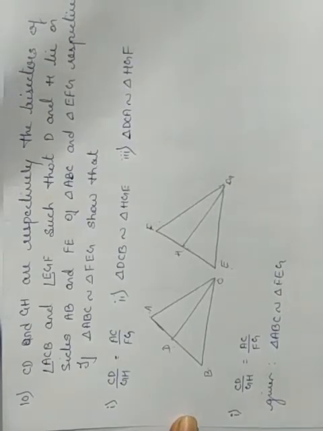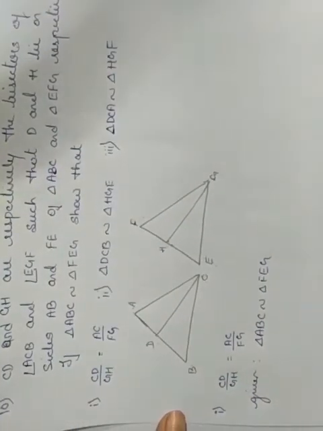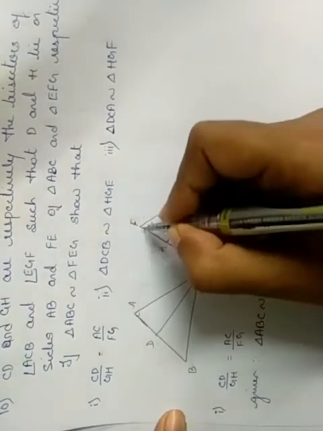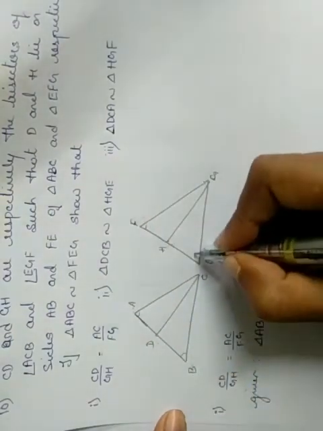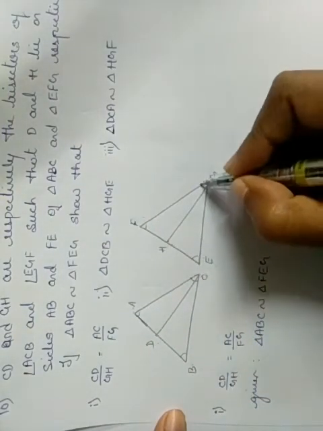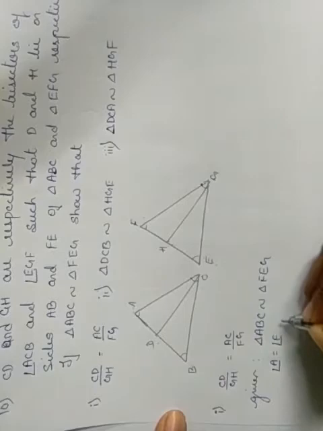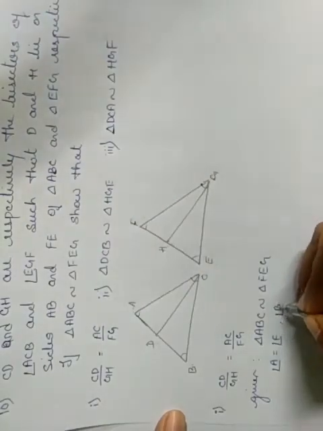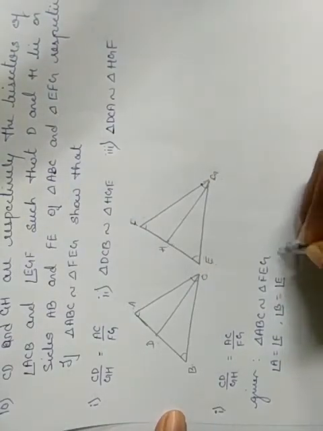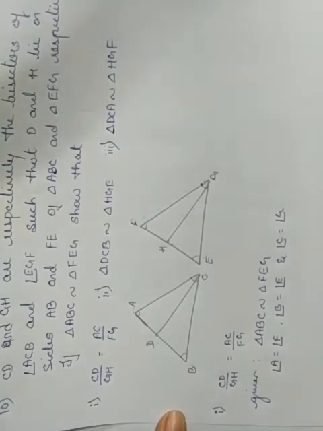If these two triangles are similar, then their corresponding angles will be equal. Yes or no? So that is angle A equals angle F, angle B equals angle E, angle C equals angle G. We'll write here angle A is equal to angle F, angle B is equal to angle E, and angle C is equal to angle G.